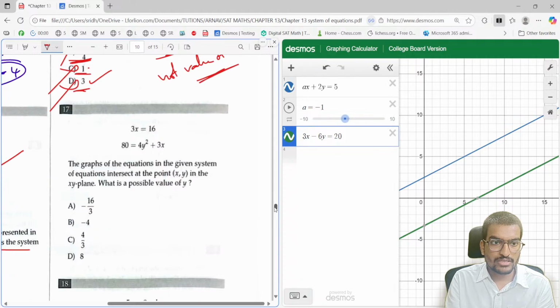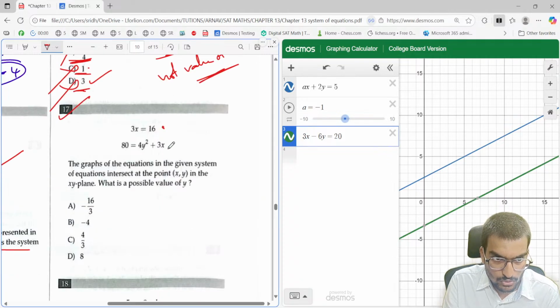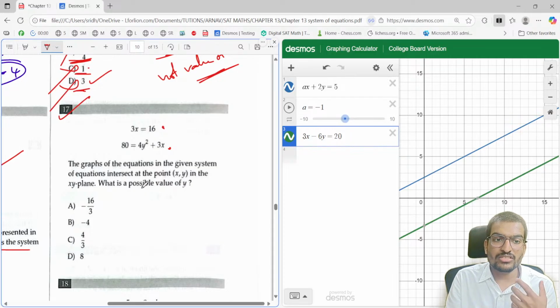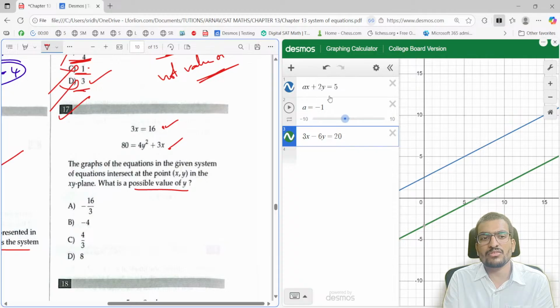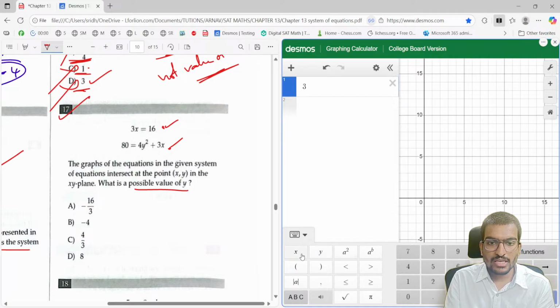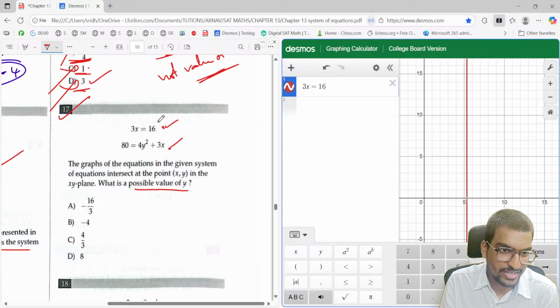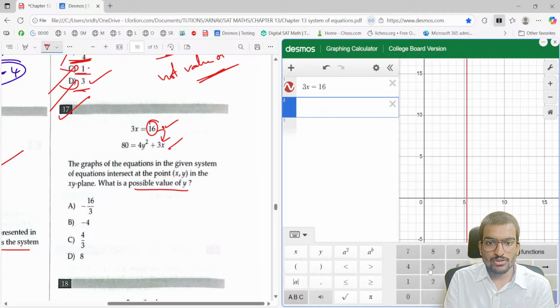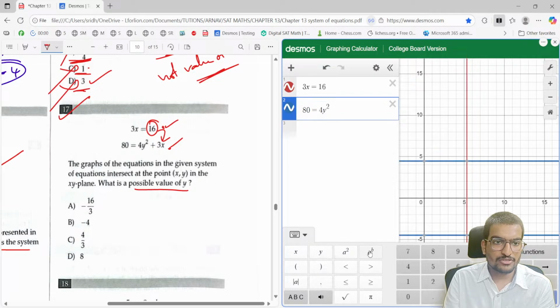Now let's go for question number 17. So here we have two equations. The graphs of the equations in the given system of equations intersect at this point in the xy plane. What is the possible value of it? You see clearly everything is given. There is no unknown involved in it. Now, it's going to be 3x that equals 16. I'm just keeping it this way, or else you can directly keep 16 in the place of 3x. That's the traditional way of doing it, and you can still get the value of y. But if you want to use DESMOS, I don't want to take any risk. I just need the value by entering it in DESMOS. That's cool.